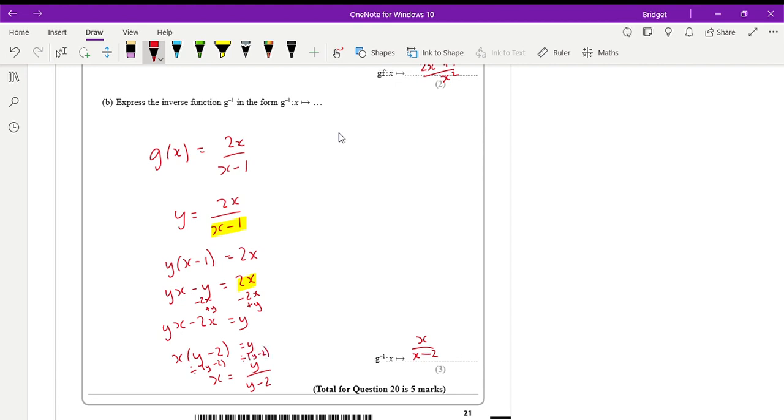And then to represent it as an inverse function, I just changed the y's for x's. So it's basically the reverse rule, okay? The reverse of the original function g of x.